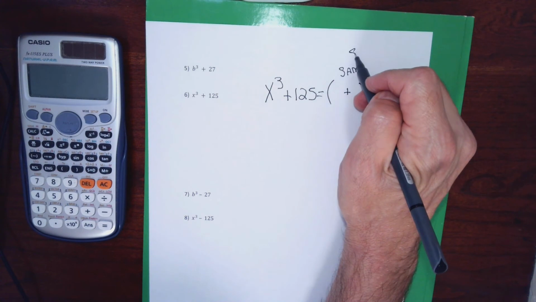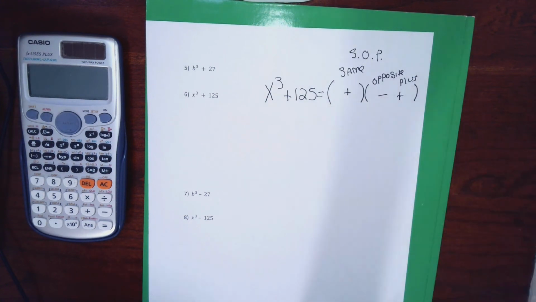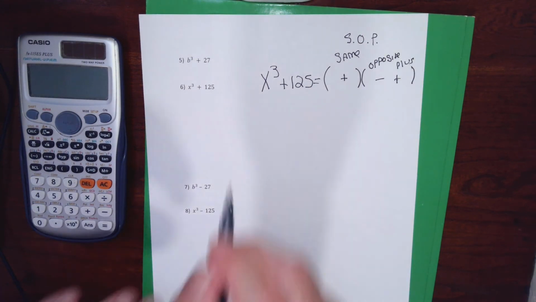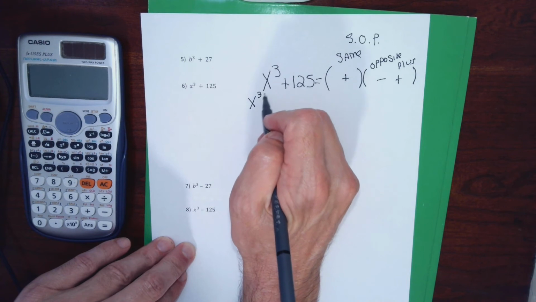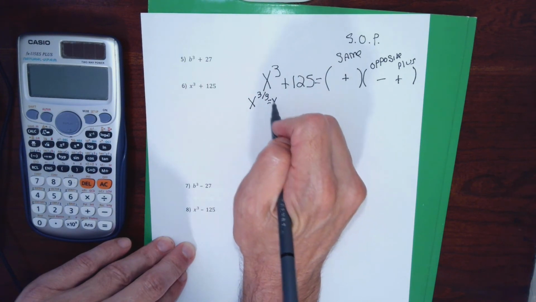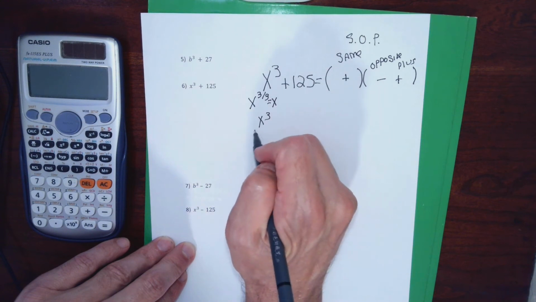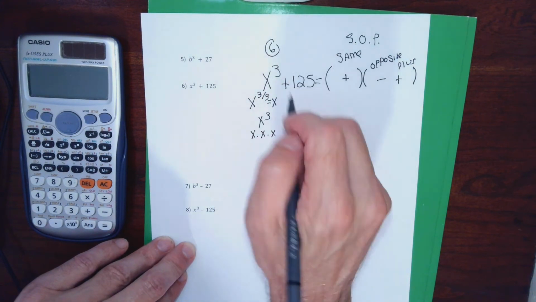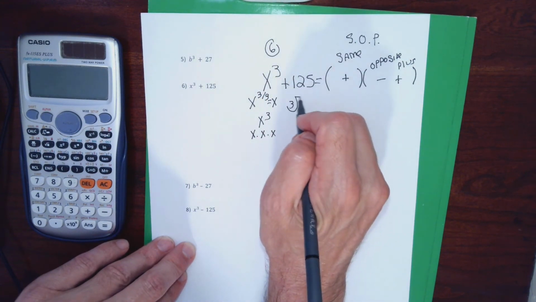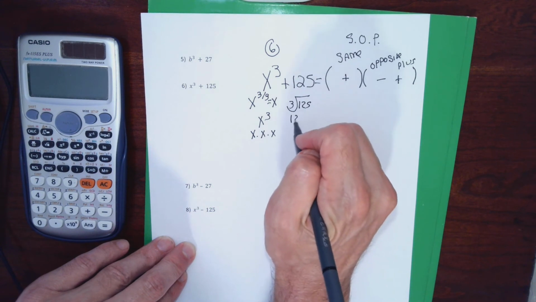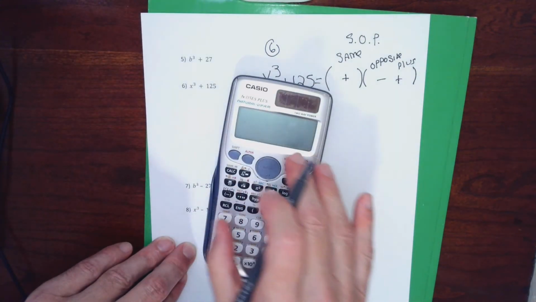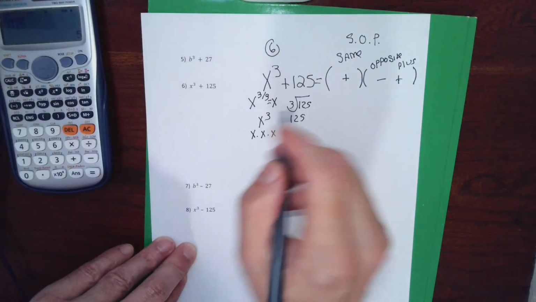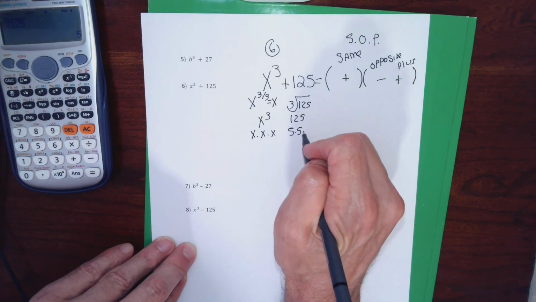Again, we do the SOP acronym, same opposite plus. Now to figure out what goes in the parentheses, the variable, I'm going to divide its exponent by 3. And that's going to tell me that x cubed can be written as x times x times x. I'm going to cube root 125. And I'll get 5. And that tells me that 125 can be written as 5 times 5 times 5.